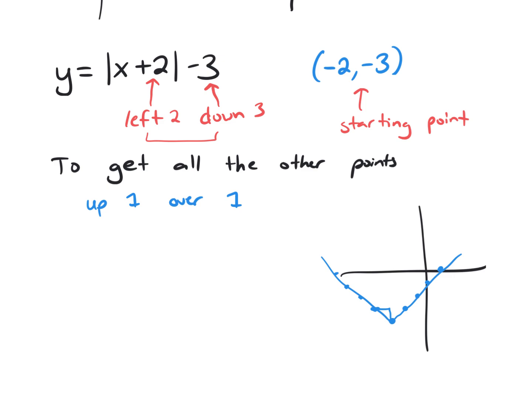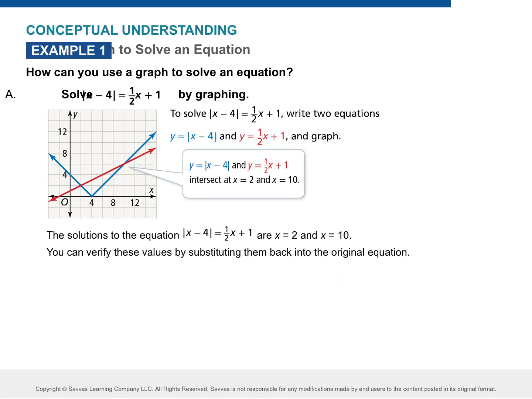Let's get into an actual example. You do not have to write this down. Here I have the absolute value of x minus 4 equals 1/2 x plus 1. Does this look super confusing, like a mess? What I want you to realize is we are seeing two different equations. So instead of writing them together, we are going to write them separately.